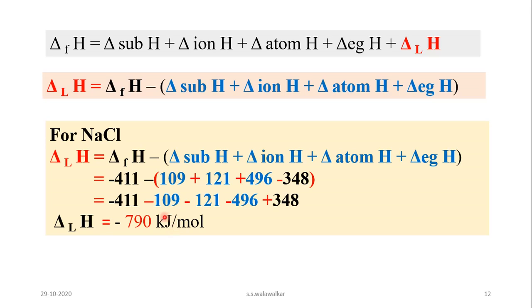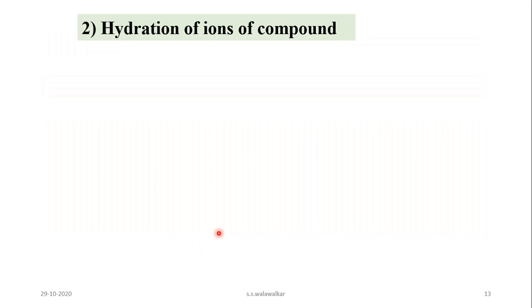But this is the lattice enthalpy during the formation of sodium chloride, and the reverse of this is the energy required to separate sodium ion and chloride ion, and therefore the sign of this becomes positive, that is plus. Crystal lattice enthalpy of sodium chloride during dissolution is how much? Plus 790 kilojoules per mole.